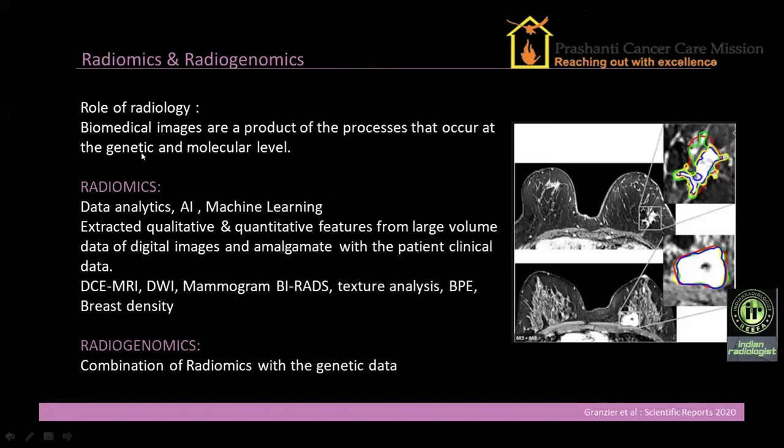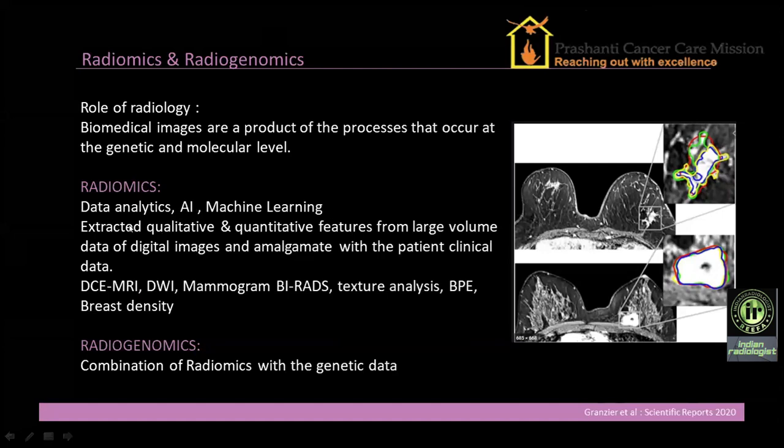We have just seen how biomedical images are a product of the processes that occur at the genetic and the molecular level. And this has led to this recent and extreme interest in these two fields of radiology, that is radiomics and radiogenomics. What is radiomics? It has evolved because of the immense progress that we have made in data analytics, artificial intelligence, and machine learning.